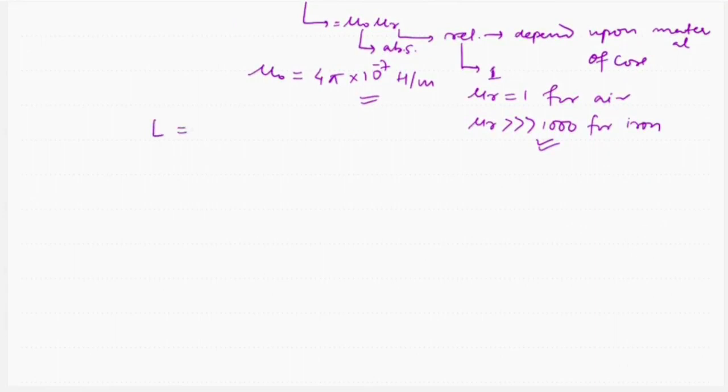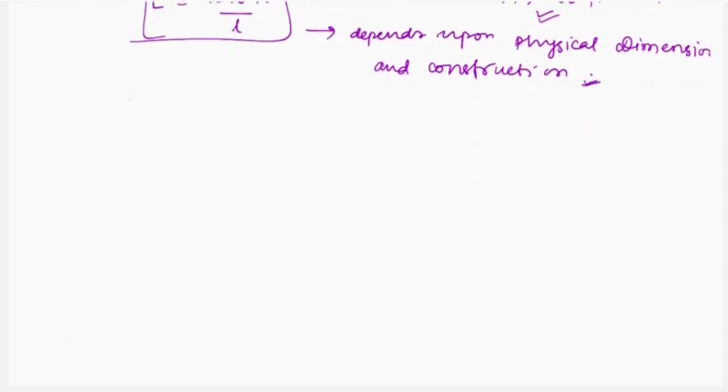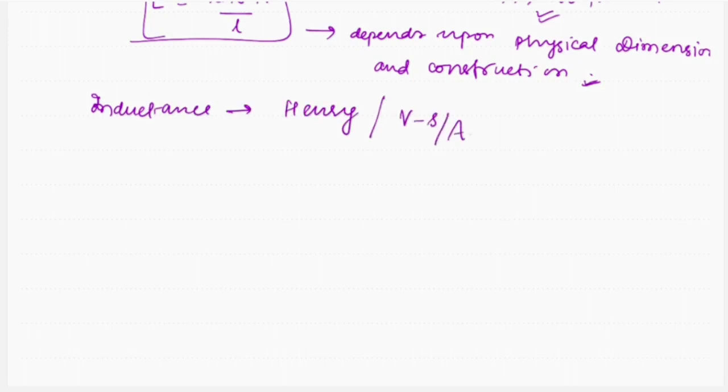So from this equation, L equal to mu N square A divided by L, we see that the value of L depends upon physical dimensions and construction. The unit of inductance is Henry, and it is volt second per ampere.